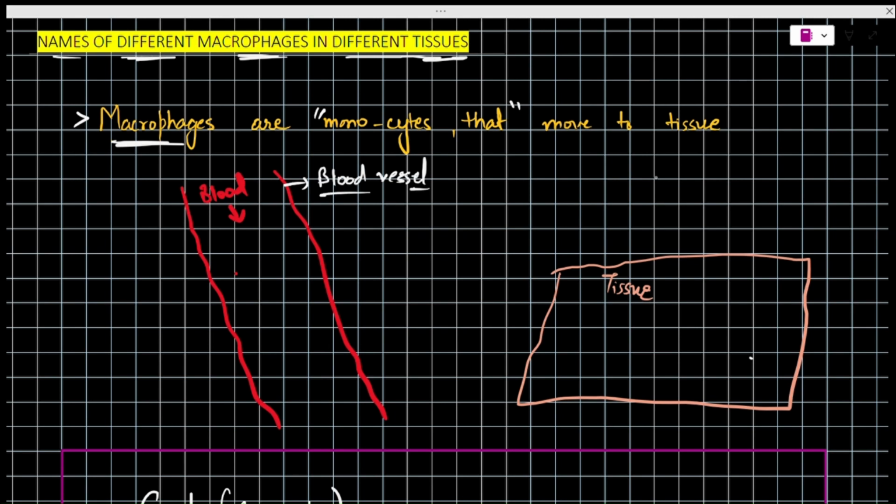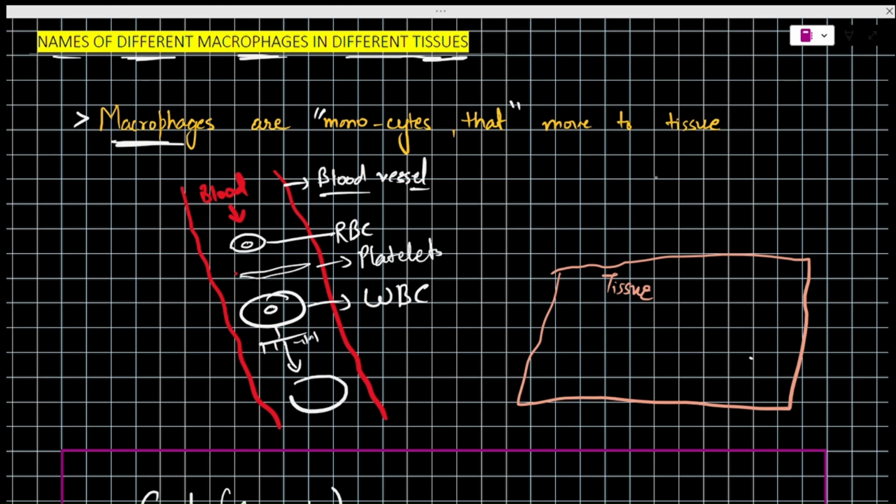In those formed elements, there are three major classes of the cells. First is RBC, second is platelet, and third is, let us say, WBC for now. Now this WBC is further classified into many classes, and out of those classes one is monocytes.